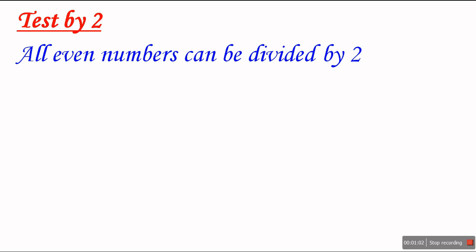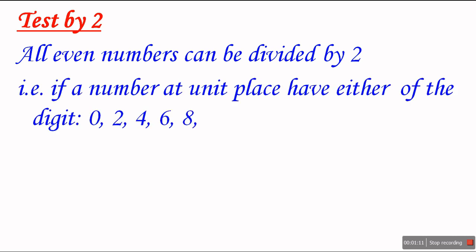So all even numbers can be divided by 2. And what are even numbers? Even numbers are the number which has 0, 2, 4, 6, 8 at the unit place. So if a number at unit place has either of the digit, अगर किसी के unit place पे 0, 2, 4, 6, 8, if either of the digit is there in any number, the number is divisible by 2.